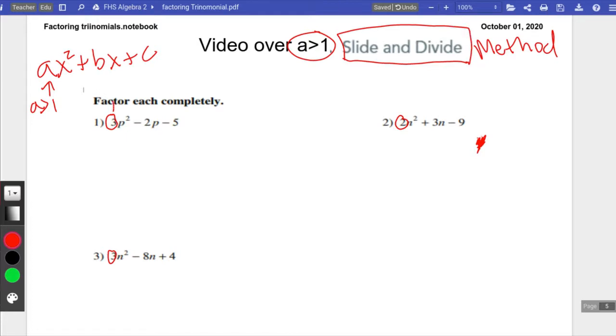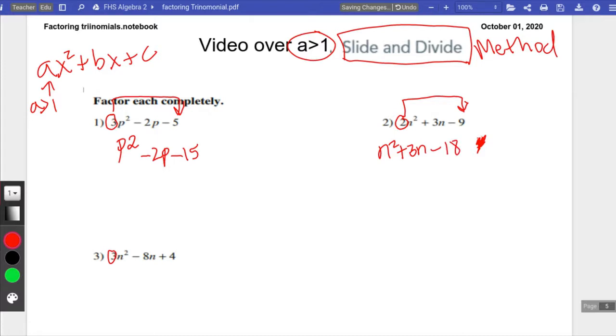Slide means you take that a number, you're going to slide it all the way over here. So that means you're going to multiply that. When you slide it over, you're going to have p squared minus 2p. That hasn't changed, but 3 times negative 5, when you move it to the other side, becomes negative 15. Look at number 2. You slide the 2 over, so you still have your n squared plus your 3n. But instead of saying minus 9, it's actually 2 times negative 9, which gives you negative 18.